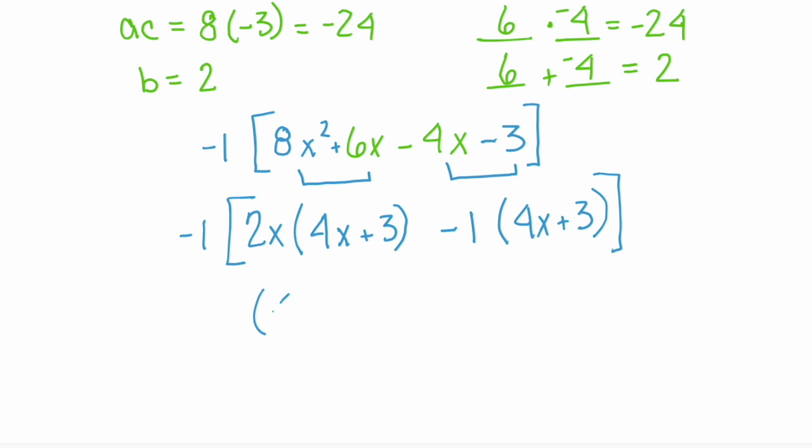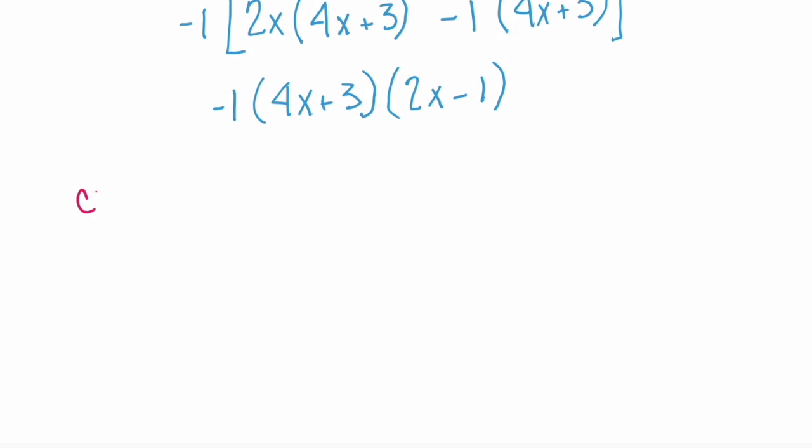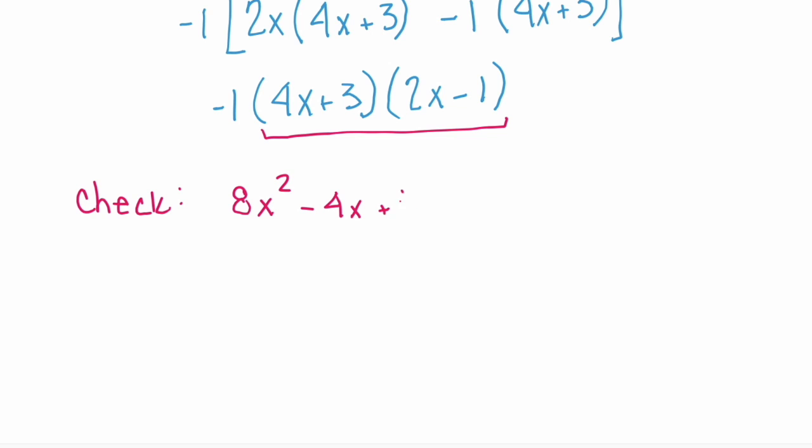Now we factor out that binomial they have in common, 4x plus 3, and that leaves behind the binomial 2x minus 1, and our GCF in front, which is negative 1. Now remember to always check your factors, and when you have 3 terms, you want to start with those binomials and use FOIL. And that gives us 8x squared. Outer is minus 4x, inner is 6x, and last is minus 3. And we'll put that GCF in front.